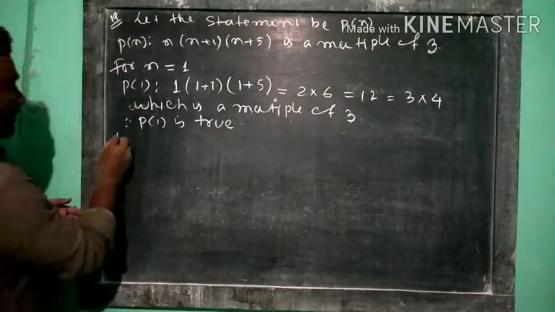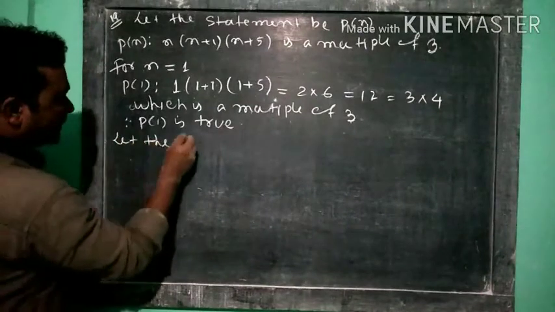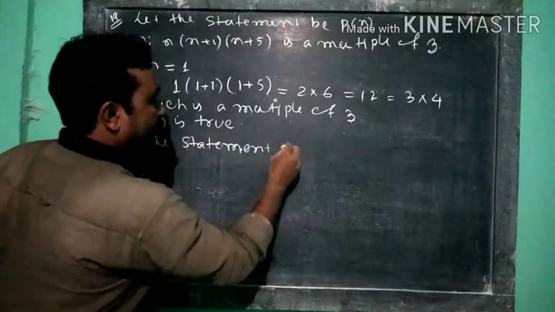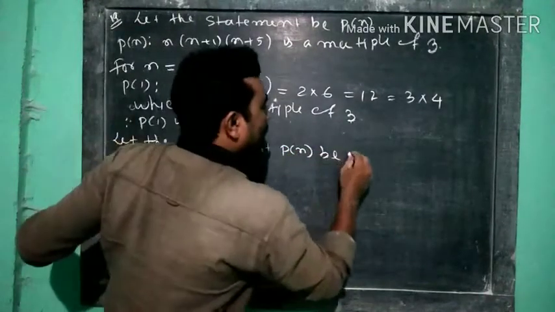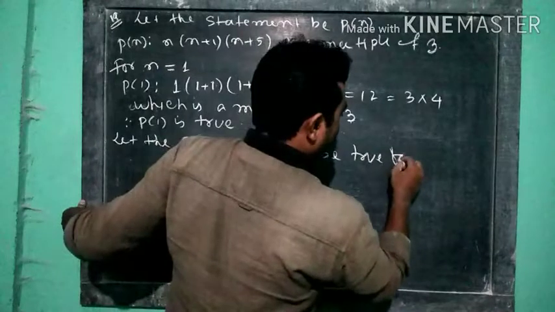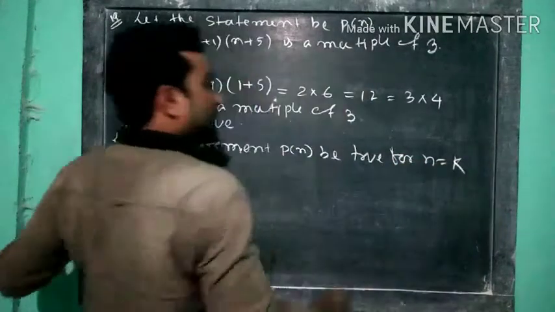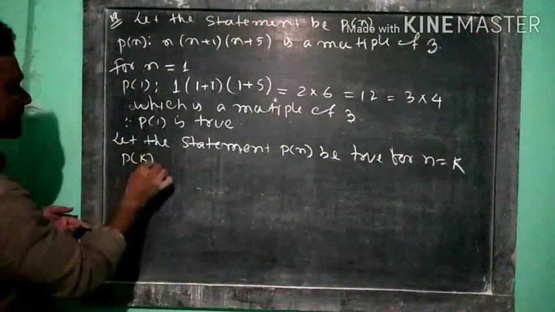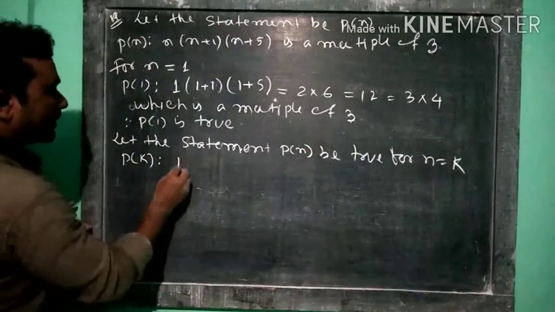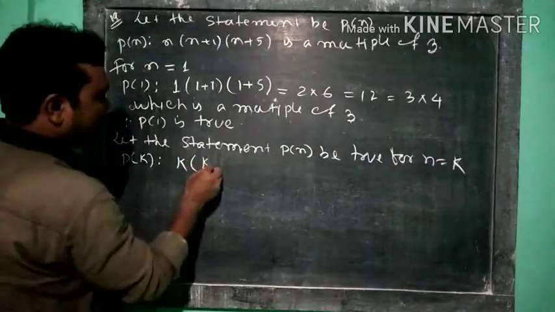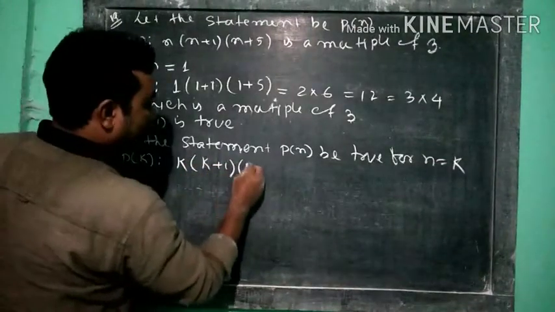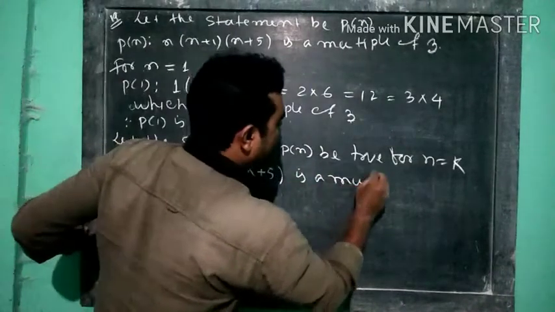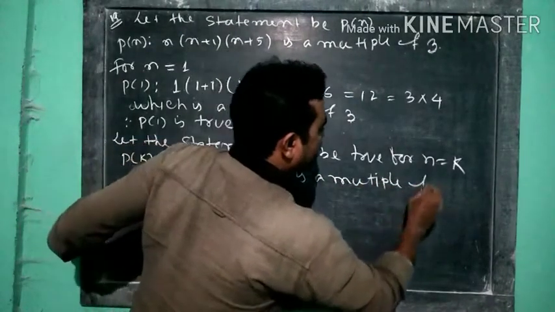Then let the statement Pn be true for n equal to k. এতিয়া আমি ধৰি লৈছো যে স্টেটমেন্টটো n equal k ৰ বাবে হসা, then P of k such that, so P of k such that, so n is replaced by k whole into k plus 1 whole into k plus 5 is a multiple of 3.